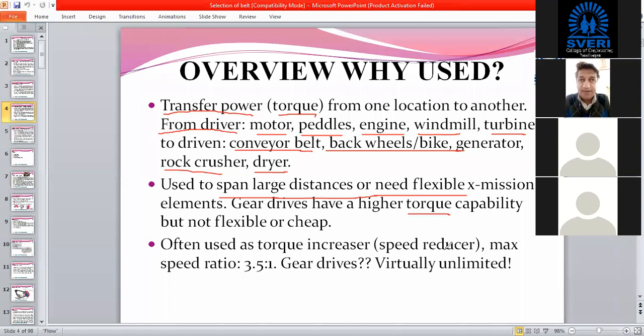cheaper, and they are easily available. An expensive manufacturing process is not required for that, so they are cheaper. That's why these belt drives are used. The maximum speed ratio which we can achieve in case of belt drive is 3.5:1, and if you want to have more than that, then we have to go for the gear drives. Any question?